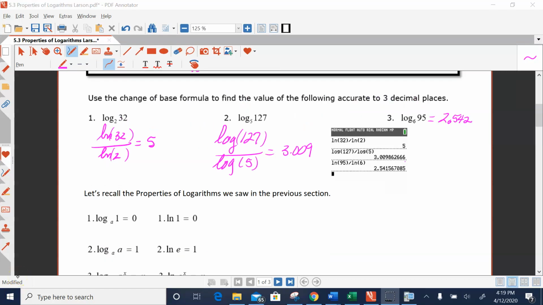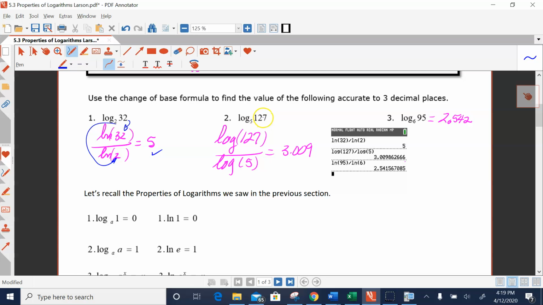Realize that it doesn't matter if you use ln over ln or log over log, you will get the same answer. So for log base 2 of 32, I did ln of 32 over ln of 2. Divided those out, you should have gotten 5.